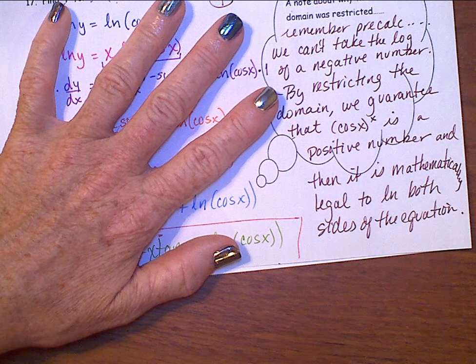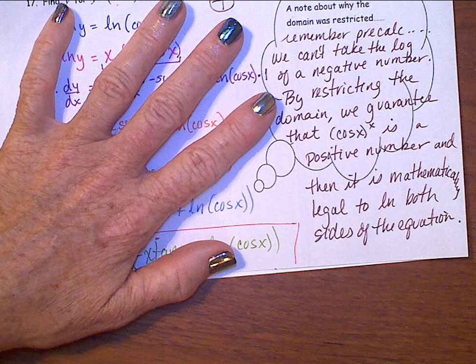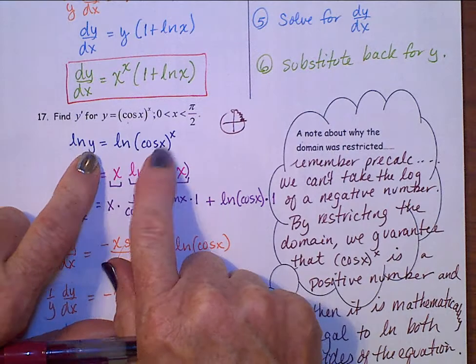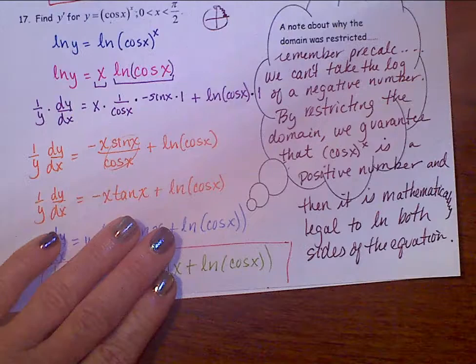Because it's not mathematically valid to take the natural log of a negative number. So we have to guarantee that by doing this natural log of both sides, we are in fact doing the natural log of a positive number. So that's why this restriction was put on there.